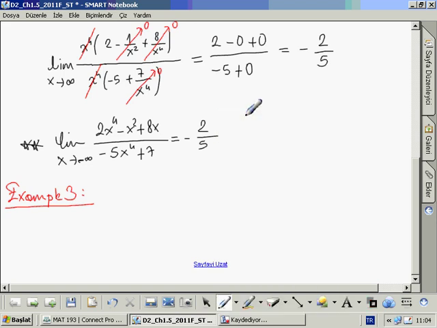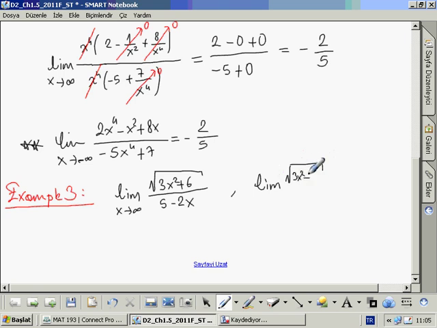And the same question: evaluate each of the following limits. The first limit, let me write it, is the limit as x goes to infinity of the square root of 3x squared plus 6 over 5 minus 2x, and the other one is the limit of the square root of 3x squared plus 6 over 5 minus 2x as x goes to minus infinity.